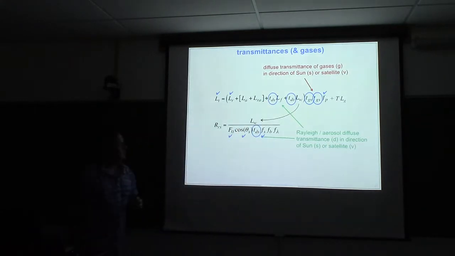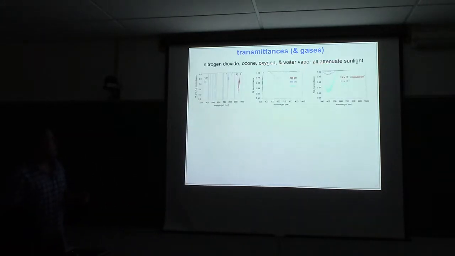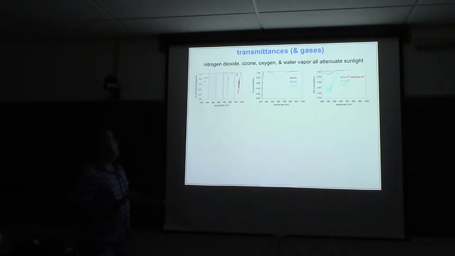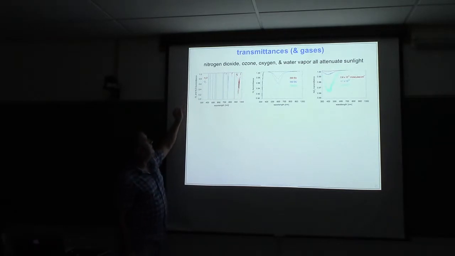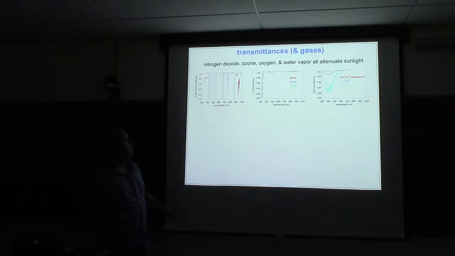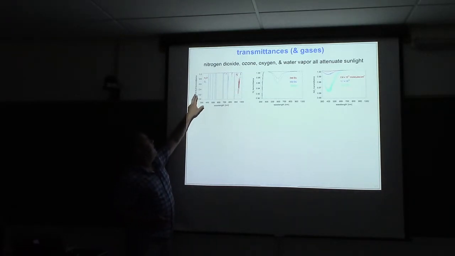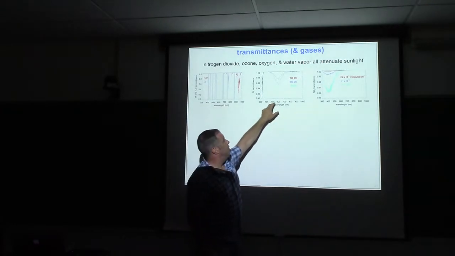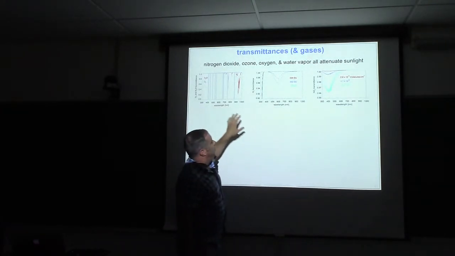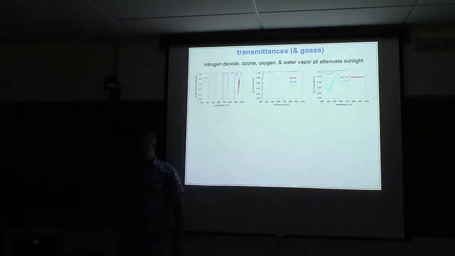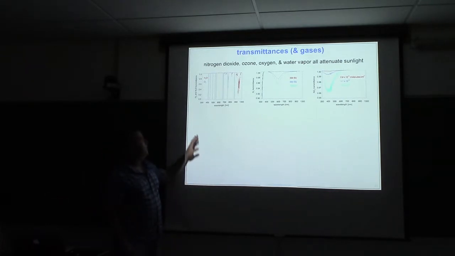So there's a couple of different terms that appear. To give you a sense of why we have to make these corrections, we're going to show plots that demonstrate transmittances for the various gases that do make absorbing contributions. From left to right, we have oxygen and water, ozone, and NO2. The x-axis scale is the same for all of them. It runs from 300 to 1,000 nanometers.